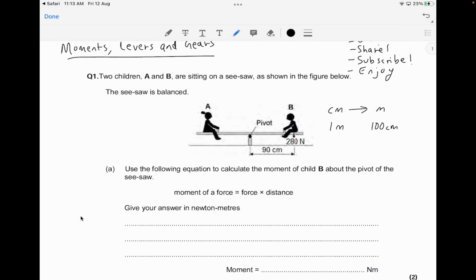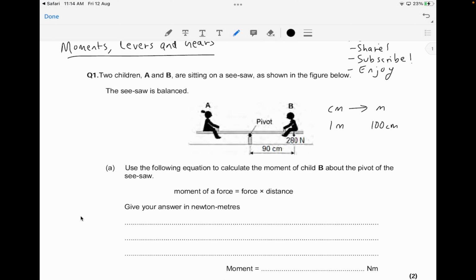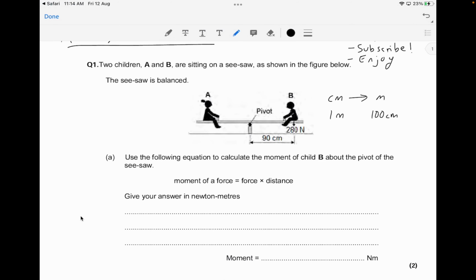Alright, so the first question states that two children, A and B, are sitting on a seesaw as shown in the figure below. The seesaw is balanced, and you guys can use the following equation to calculate the moment of child B about the pivot of the seesaw. So you have to give your answer approximately in Newton meters. You guys can see that the moment of force formula is given as force times distance, and we know that force is measured in newtons and that distance is measured in meters. So we have to convert this 90 centimeters as mentioned in the question to meters.